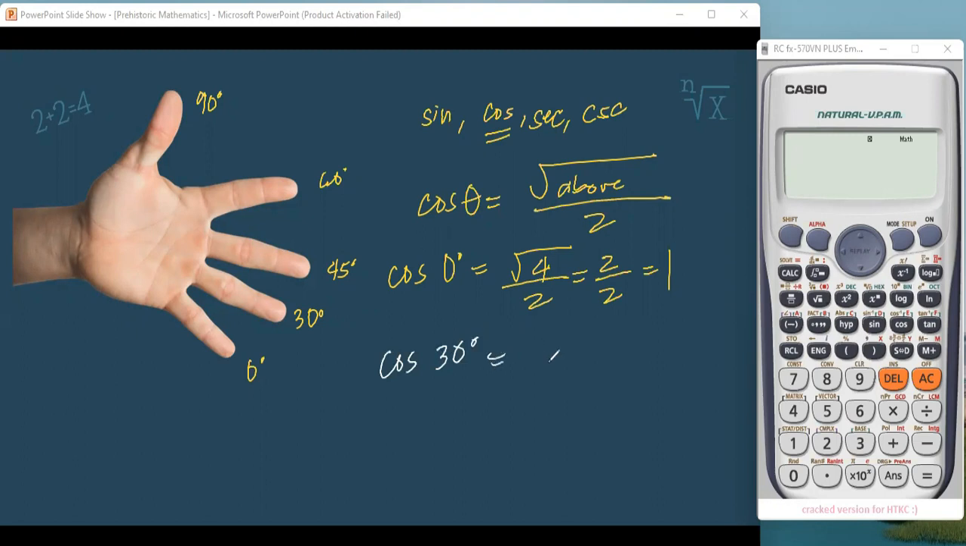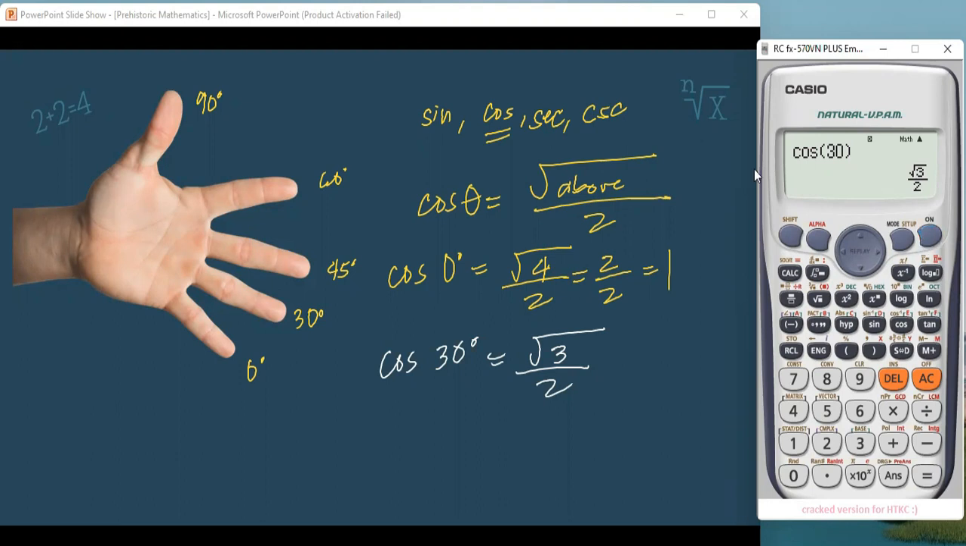Now, how about cosine 30 degrees? So 30 degrees is equal to the square root of how many fingers are there above 30 degrees? So we have 1, 2, 3. So we have 3 over 2. So cosine 30 must be equal to the square root of 3 over 2. So correct po tayo ng nakuha.